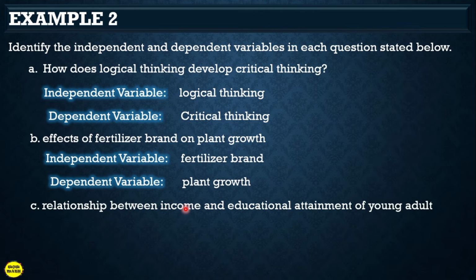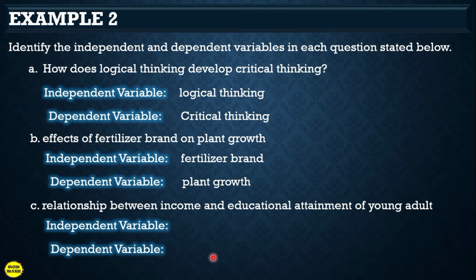Next, relationship between the income and educational attainment of young adults. So, ito, madalas to laging ginagamit sa study. Okay, tinitingnan yung correlation or the relationship between the income and the educational attainment. So, madalas ito gamitin. So, ano kaya yung independent and dependent variable natin? So, yung independent variable natin is the educational attainment, and the dependent variable is income.